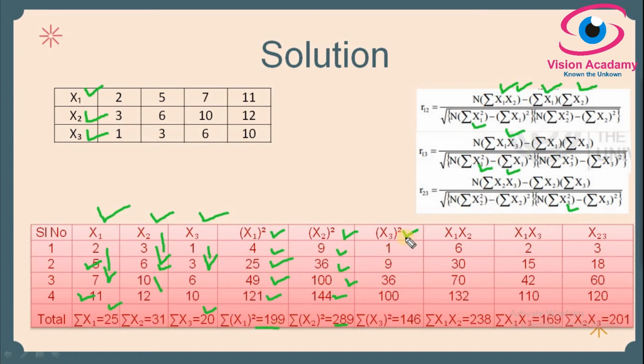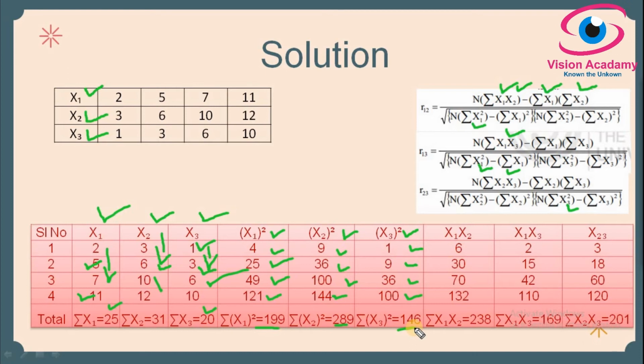Let us move on to summation x3 square. So x3 values: 1 square is 1, 3 square is 9, 6 into 6 is 36, 10 into 10 again 100. Summation x3 square is 146.